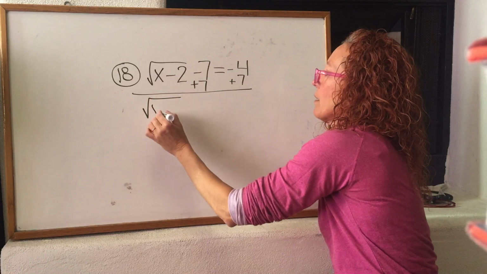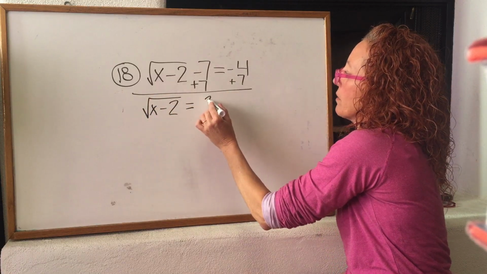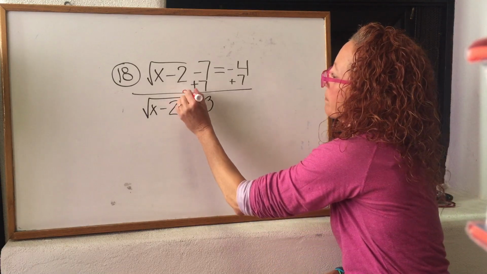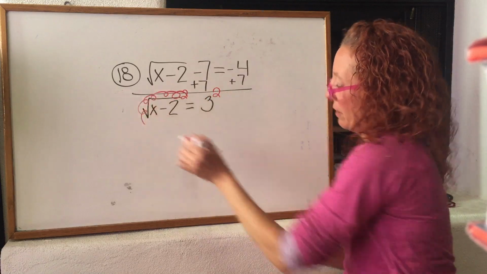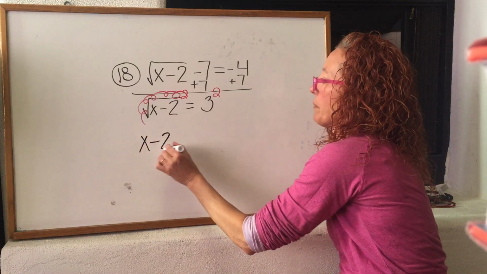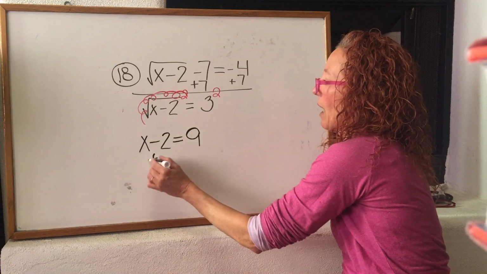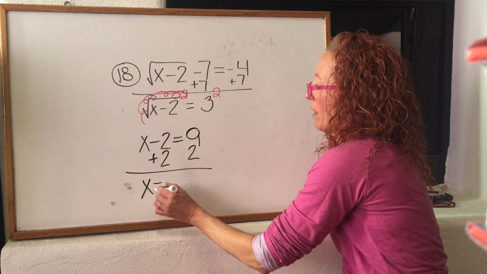So now the radical is isolated. Negative 4 plus 7 is 3. We're going to square both sides. That's going to kind of kill that off there. So x minus 2 equals 3 times 3 is 9. Add the 2. So x is simply 11.